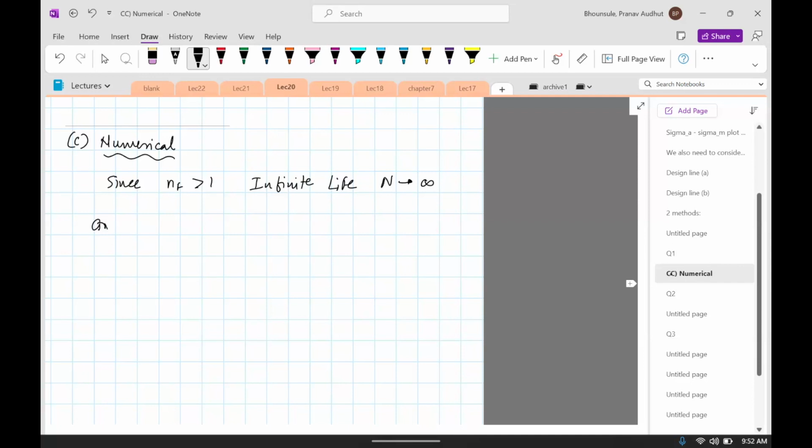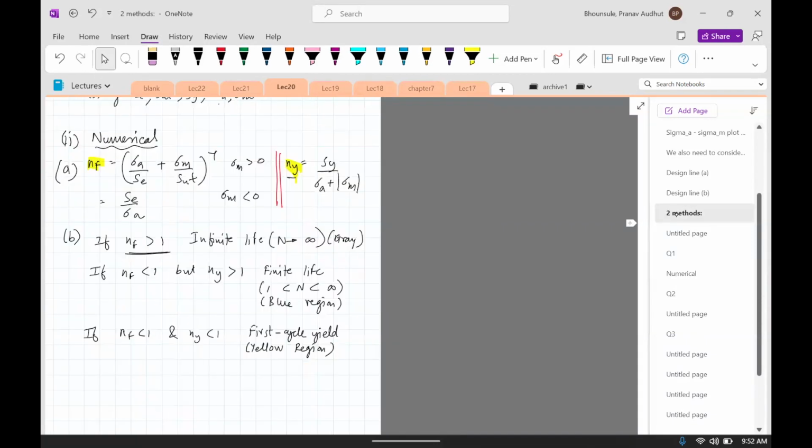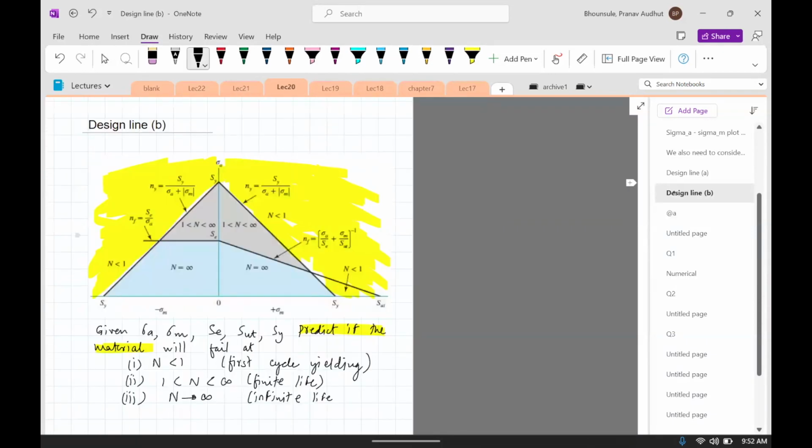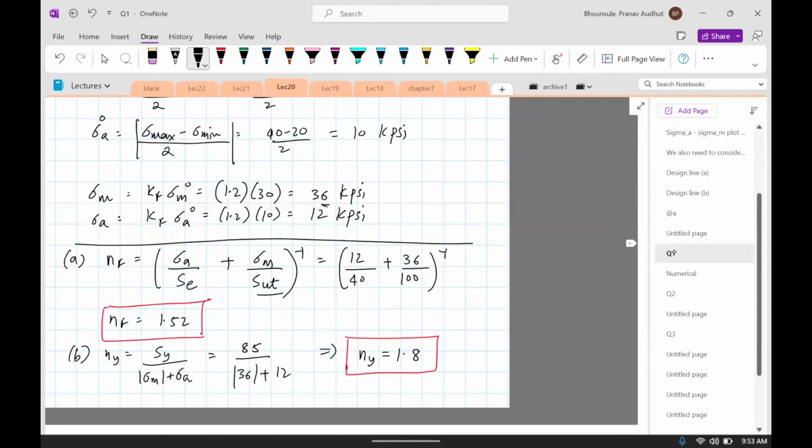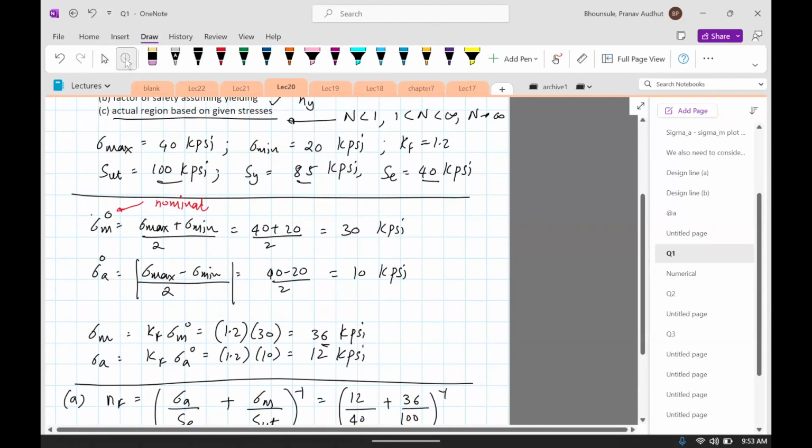If you want to do the same thing graphically, this is how you'll proceed. So this is another way of doing the same thing. We basically need to make this plot. For that, we need to identify what SY is, what SUT is, and what SE is. And all these three things are given to us. SUT, SY, and SE is right here. I'm just going to copy it.